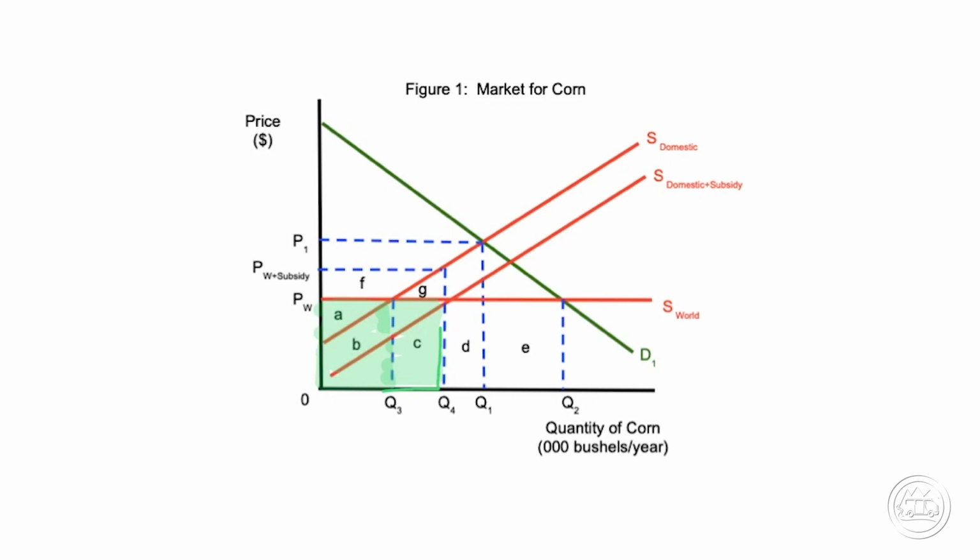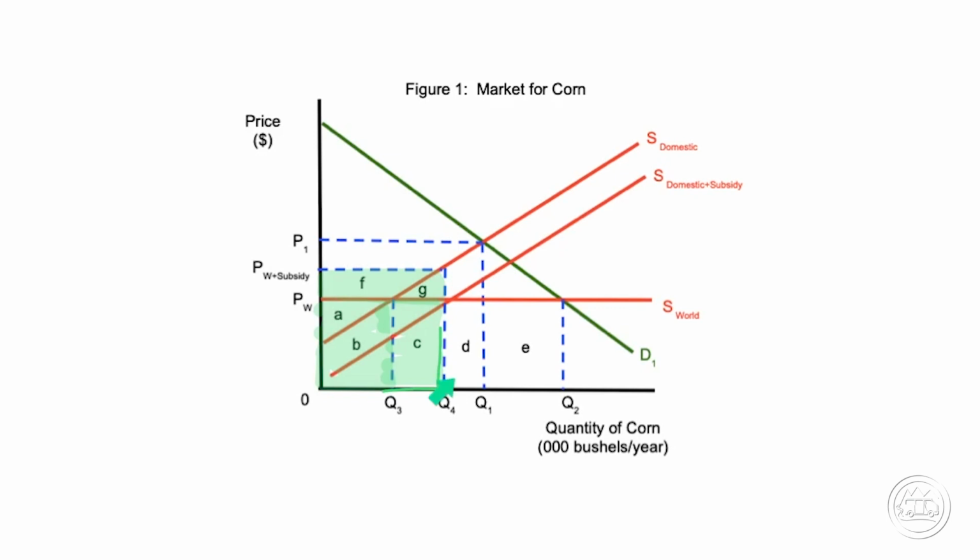Because U.S. producers not only get PW, but then the government gives them a handout, basically, a subsidy per bushel of corn. So for every bushel of corn that's produced in the United States, producers get PW plus the subsidy. As a result, these boxes F and G represent the income from the subsidy for U.S. producers. Pretty cool, right?